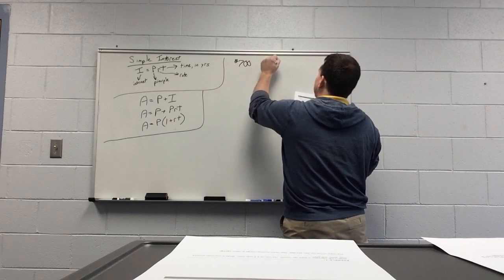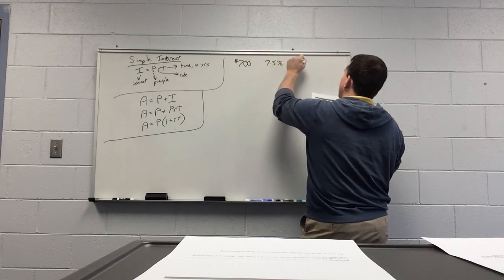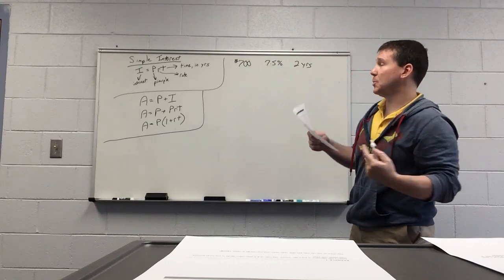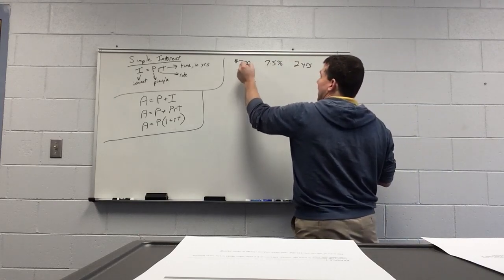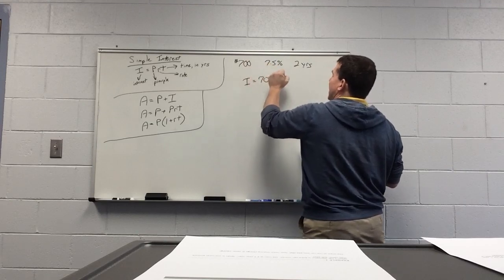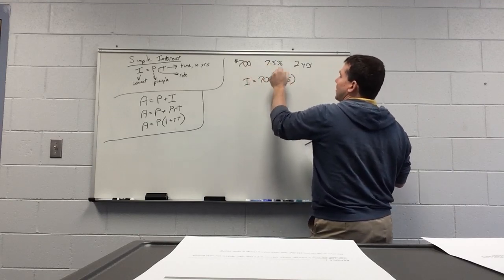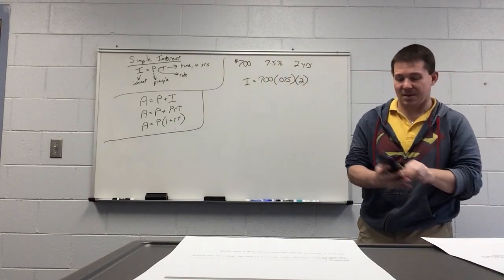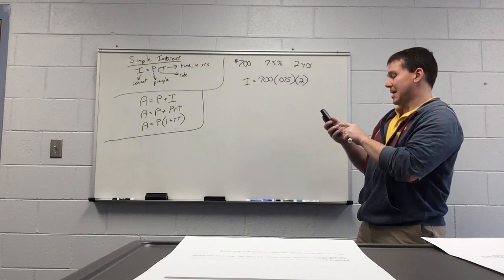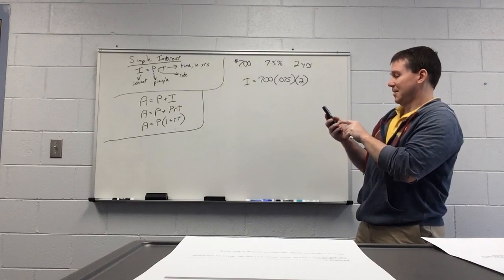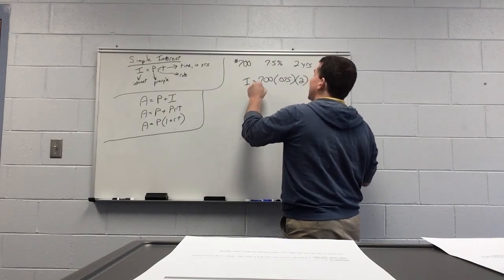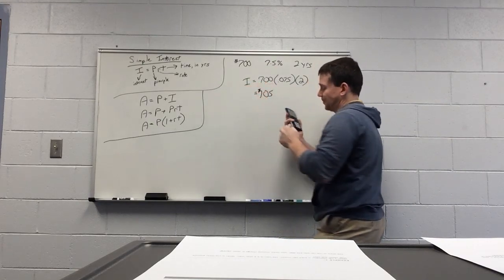at 7.5% simple interest for 2 years. Using the simple interest formula, how much interest would she pay in 2 years? Well, I equals P, which is 700, times R, which is 0.075, make sure you write it as a decimal, times T, time in years, which is 2. Now we get 700 times 0.075 times 2, and we get 105. Again, it's nice and straightforward.